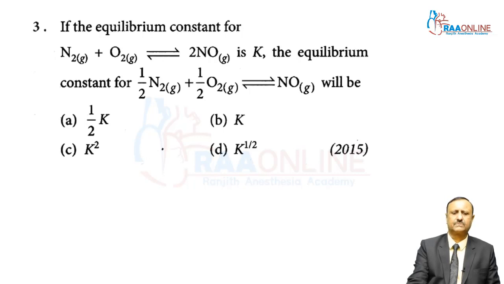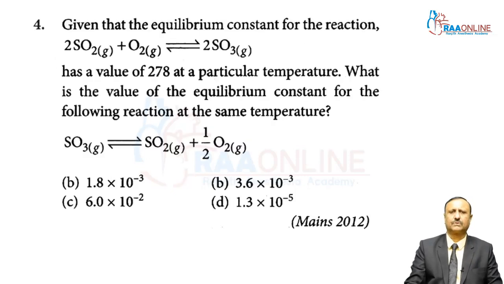And my dear students, when you can get the root, it means K dash is equal to root K, or it is also called K power 1 by 2. So, question number 3, you can get answer D. Now, my dear students, we can go to question number 4.